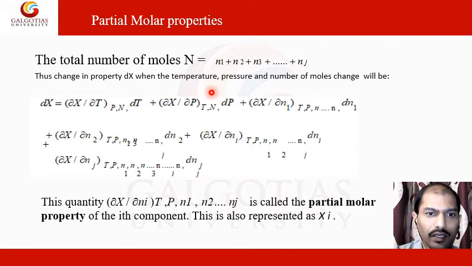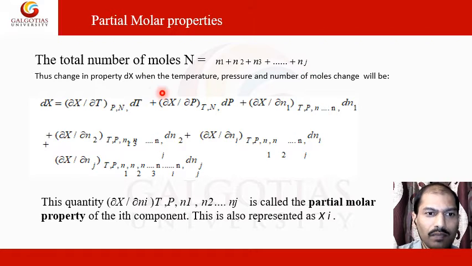Here you can simplify it further. Suppose the total number of moles is represented by capital N. So this could be the total number of moles which we had taken in a sample for carrying out this expression. This could be n1, n2, n3 as mentioned above, up to nj.